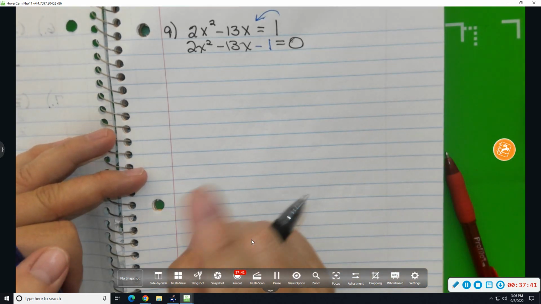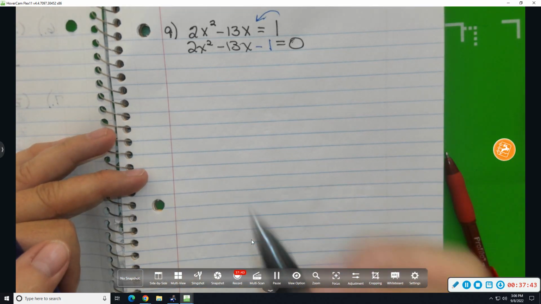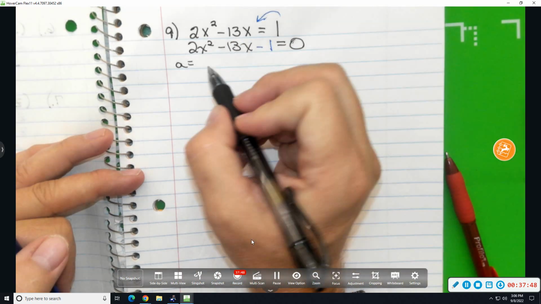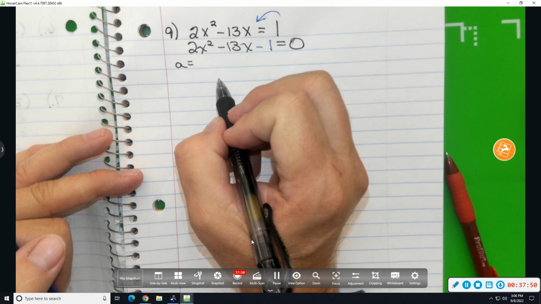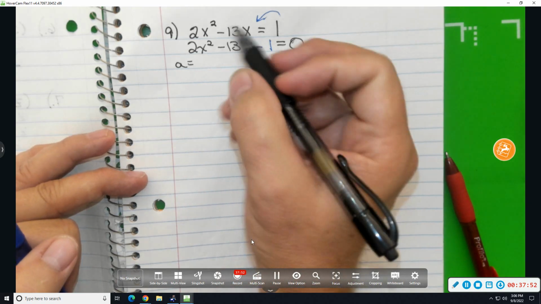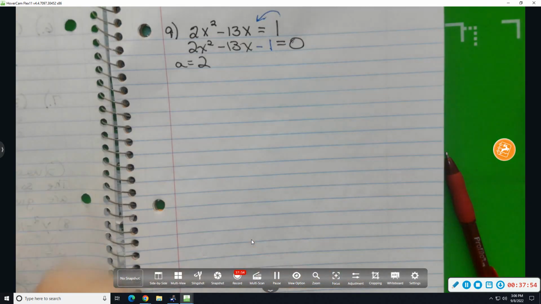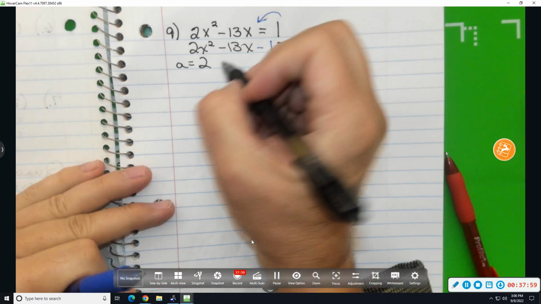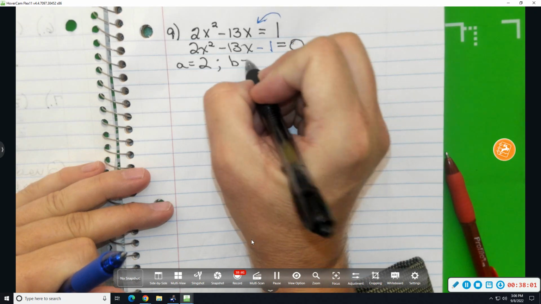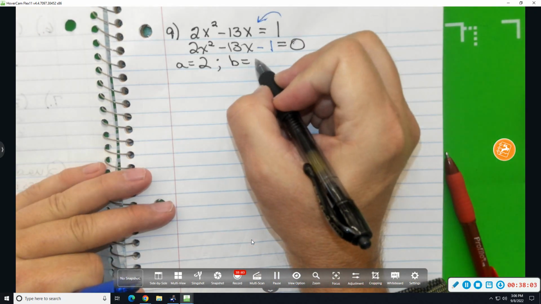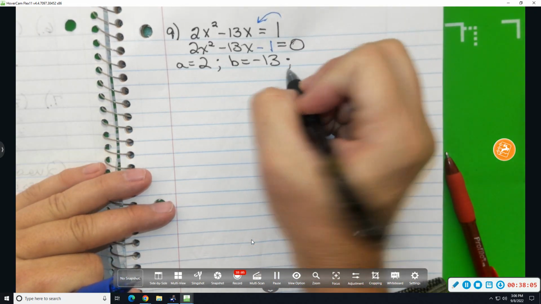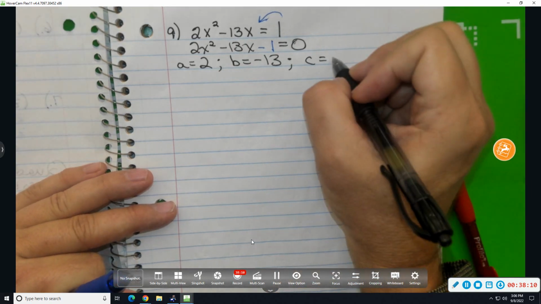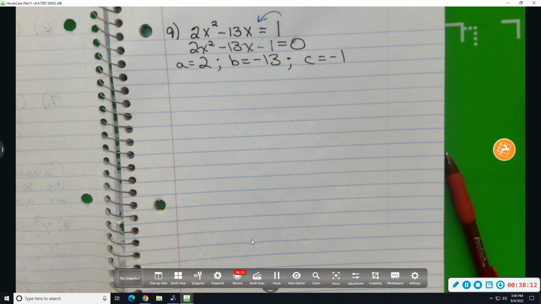Okay. Let's identify our A, B, and C values. What does A equal? It's the number in front of the squared variable. 2, okay. And B? B equals negative 13, I agree. And C equals negative 1, okay.